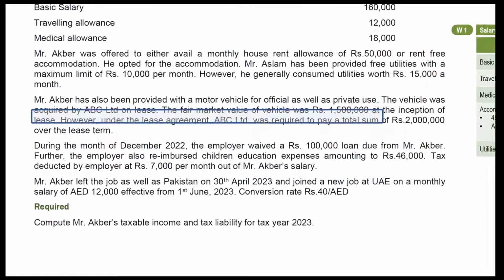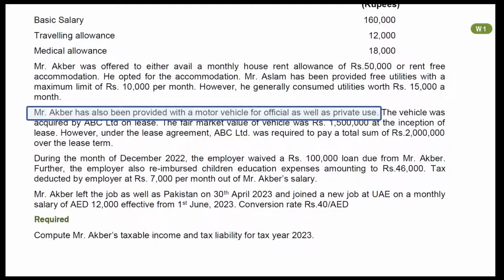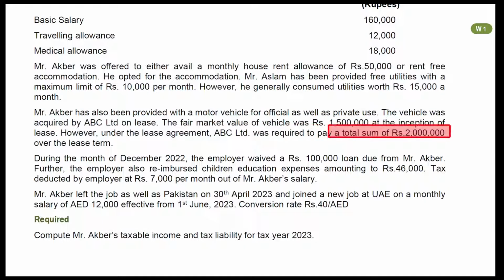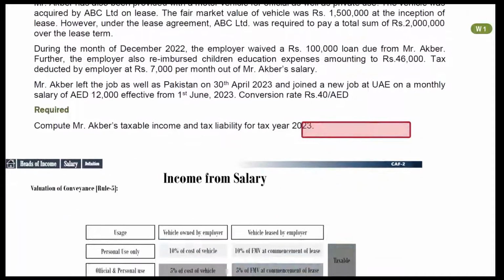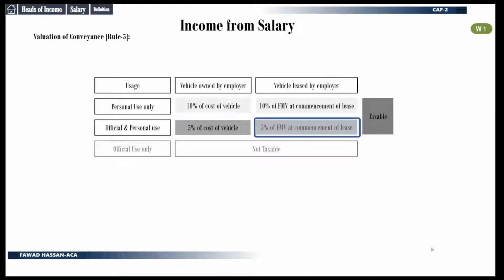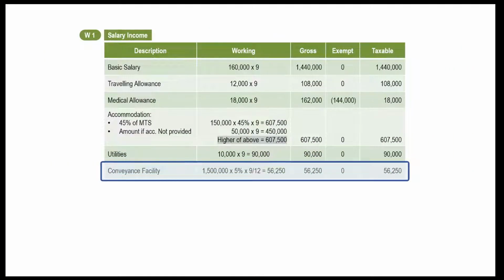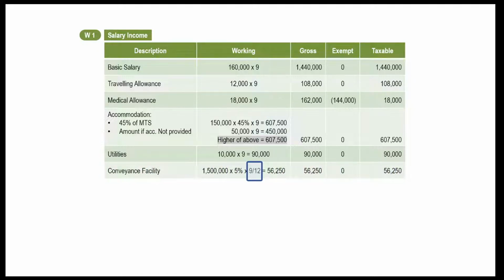Next information is about conveyance facility for official and private use. It is a leased vehicle which had a fair market value of Rs 1.5 million at inception of lease. Total sum payable over lease term is of no use and Rs 2 million will have no impact on our solution. Recall notes slide. 5% of fair market value at commencement of lease will be included in salary income. Mention it in your working. Don't forget to use the 9/12 factor, because Mr. Akbar has worked for 9 months for this employer.